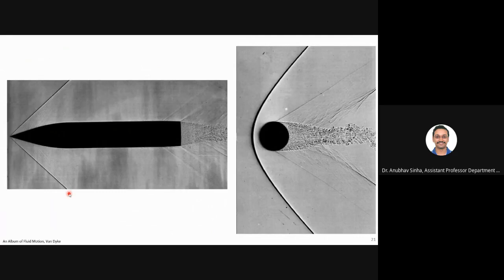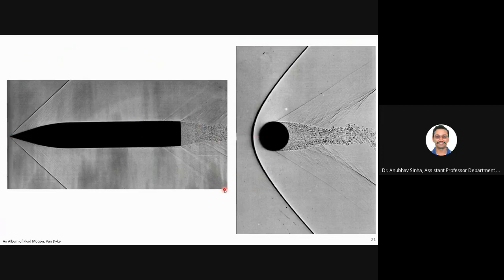One interesting thing, what basically is the assignment we have, that is what I'm going to discuss now. What is the difference between these two images? One very basic difference apart from the shape. What about the shock? Can anyone say? What is the difference in these two shock images? Attached and detached shock, correct. So this is attached and this is detached.